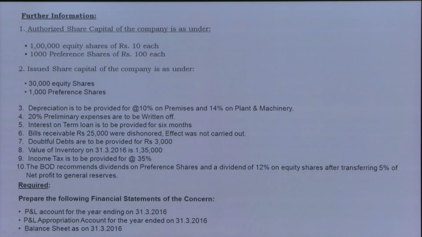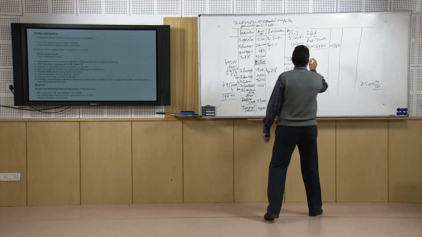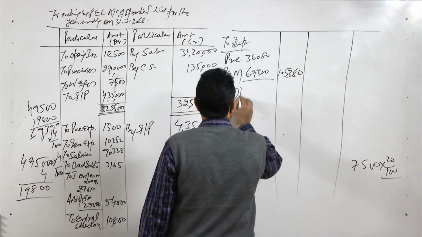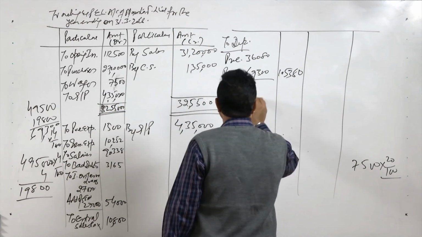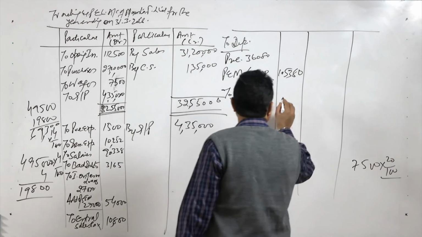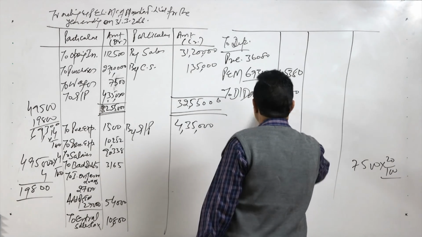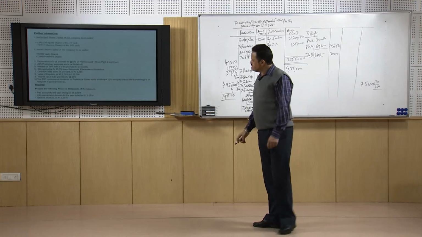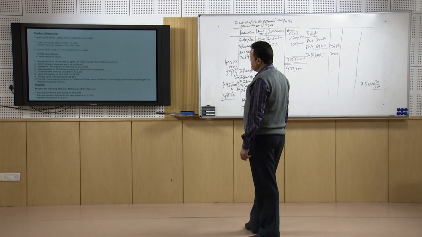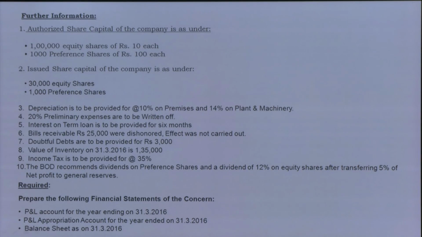Interest on term loan is to be provided for 6 months, and we have already taken the interest on loan for the 6 months. Bills receivable dishonored is not to be taken here. Doubtful debts, yes, we will be taking one more item, doubtful debts, and this amount is 3,000. So we will be taking 3,000 as doubtful debts. Value of inventory we have already taken, income tax we will be taking later on.